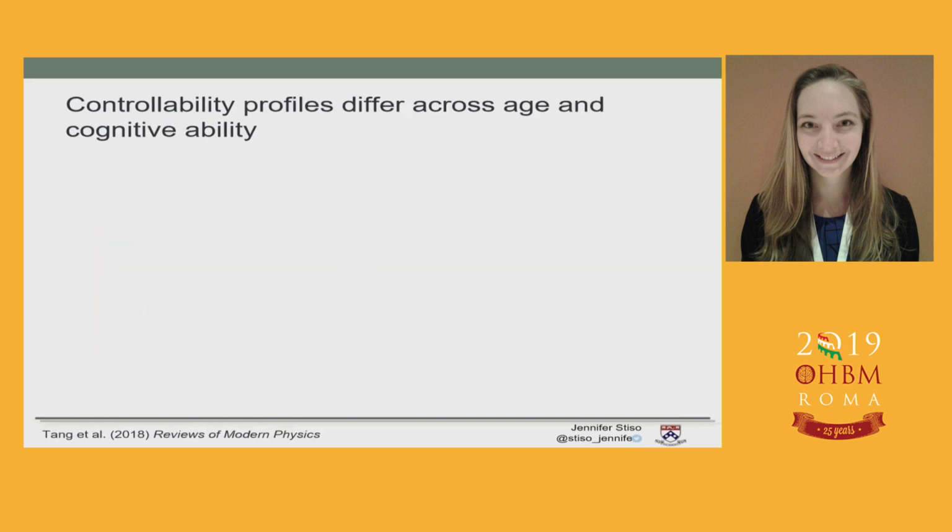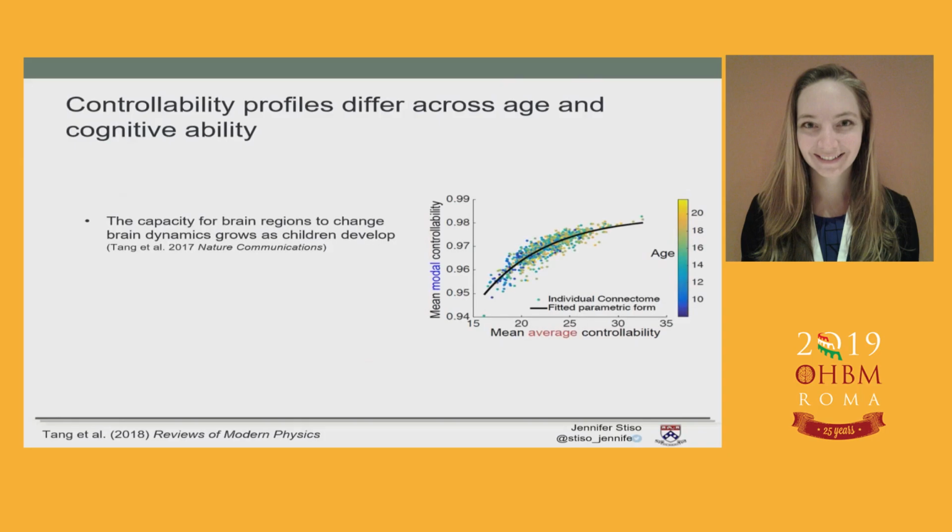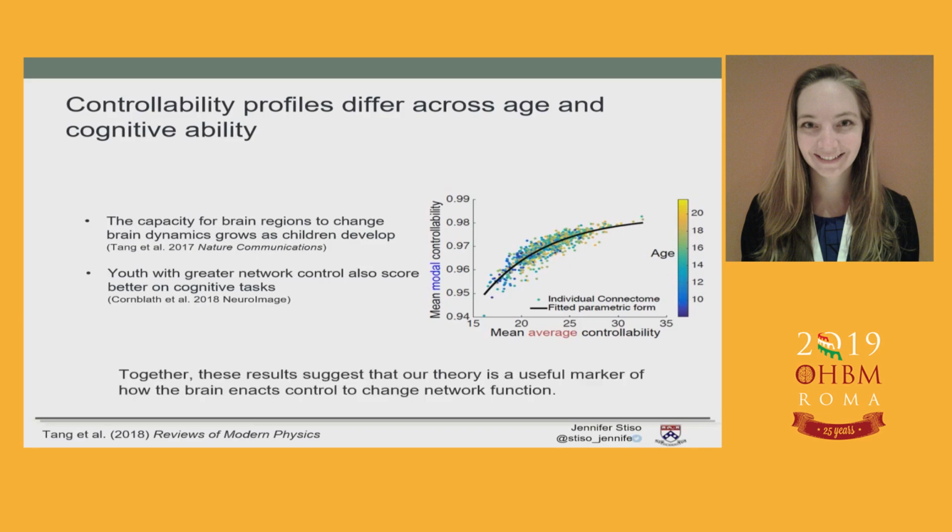And lastly, these metrics also differ across age and cognitive ability. So on average, older youth will have higher scores for both modal and average controllability. And additionally, youth with better scores on these metrics will tend to perform better on cognitive tasks. And so if we take all of this together, this suggests that this theory could be a useful marker of how the brain enacts control to change network function.